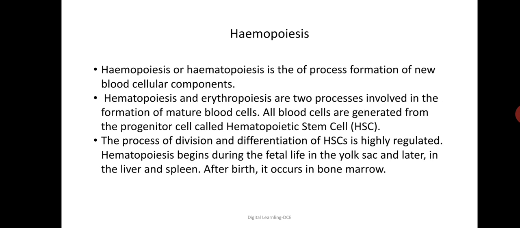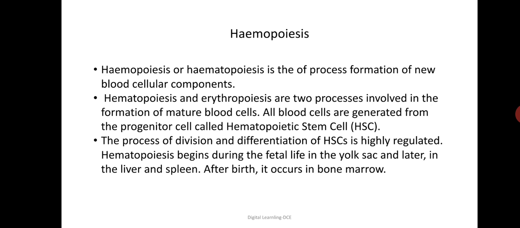Hemopoiesis. Hemopoiesis or hematopoiesis is the process of formation of new blood cellular components. As the name itself says, hemo means blood, poiesis is synthesis. Hematopoiesis and erythropoiesis are two processes which are involved in the formation of mature blood cells.